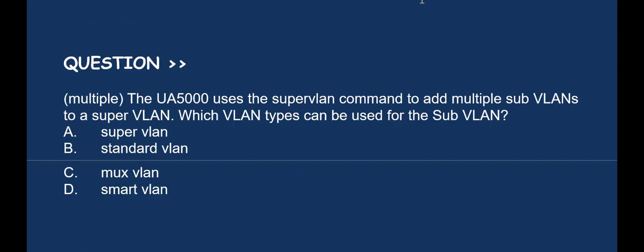Next question. The UA5000 uses the super VLAN command to add multiple sub VLANs to super VLAN. Which VLAN types can be used for the sub VLAN? Option A, super VLAN. Option B, standard VLAN. Option C, Max VLAN. Option D, Smart VLAN. The correct answers are option B, C and D.